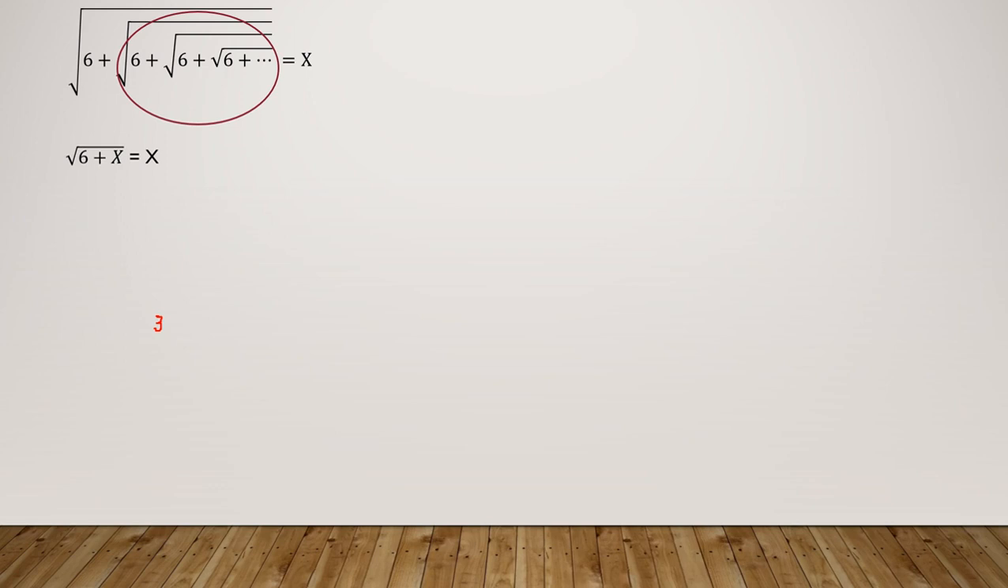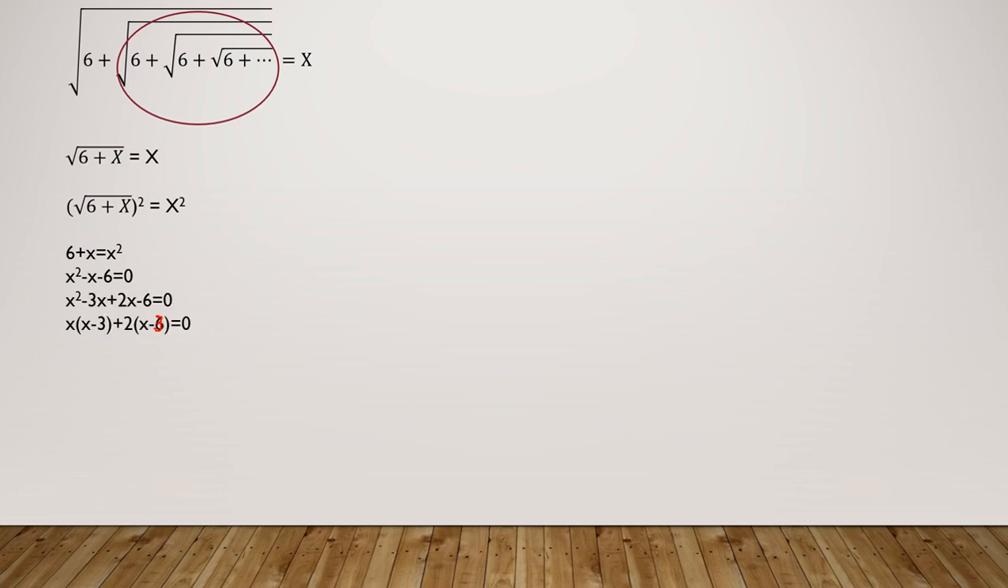Now we can easily simplify this by squaring both sides. If I square both sides, my root will be eliminated. Now it gives me 6 plus x equals x squared. So I'll arrange this and move positive x and positive 6 to the other side. Now x squared minus x minus 6 will be equal to 0. So my factors are minus 3 and positive 2, because minus 3 plus 2 is minus 1 and minus 3 times plus 2 is minus 6.